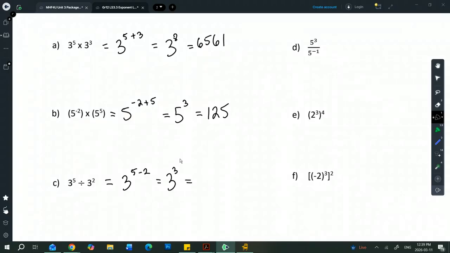Do you know what 3 to the 3 is without using your calculator? So 3 times 3 is 9, times 3 again. 9 times 3. Close. One more 9. 27.